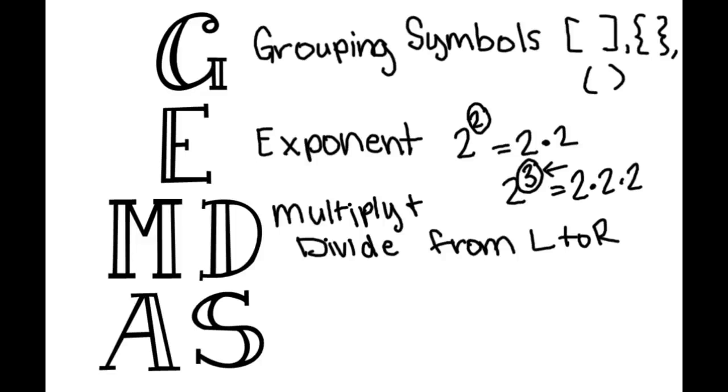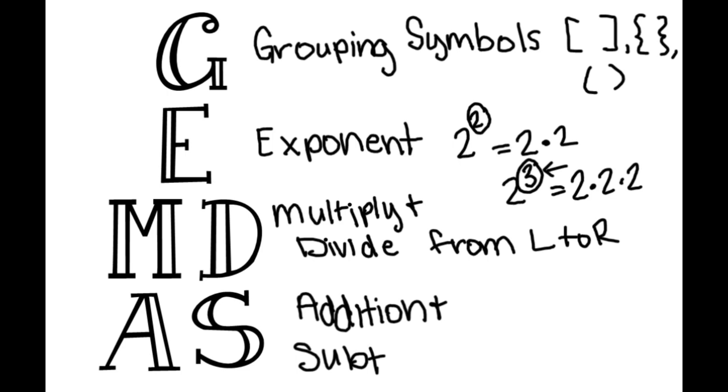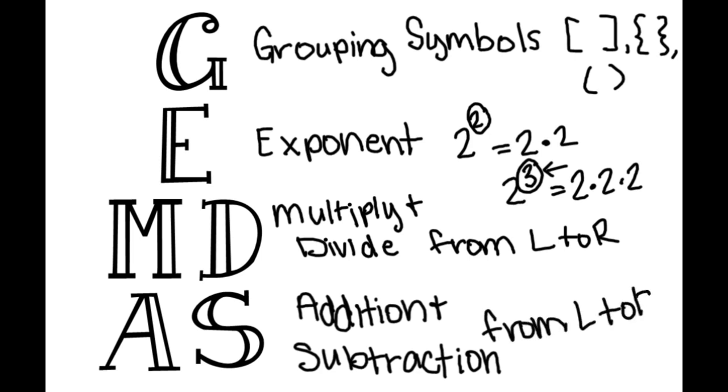Then I have A and S for addition and subtraction, and it is the same story as multiplication and division. You do addition and subtraction in order from left to right. I like GYMDAS. I think it's easier personally than PEMDAS, but I've been teaching it for 5 years, so maybe it's just stuck in my head at this point. But I really like when I see it laid out like this, because it reminds me that multiplication and division are in order from left to right, and addition and subtraction are in order from left to right.